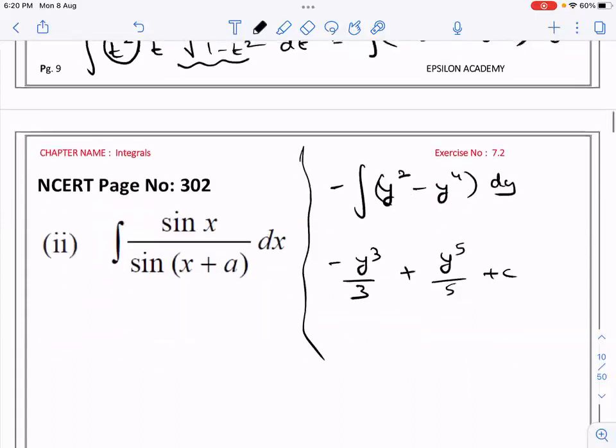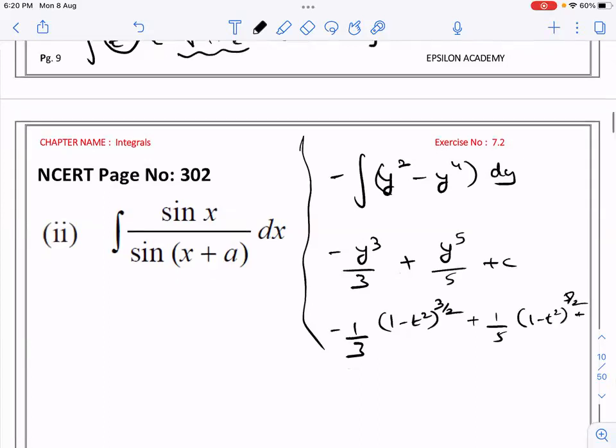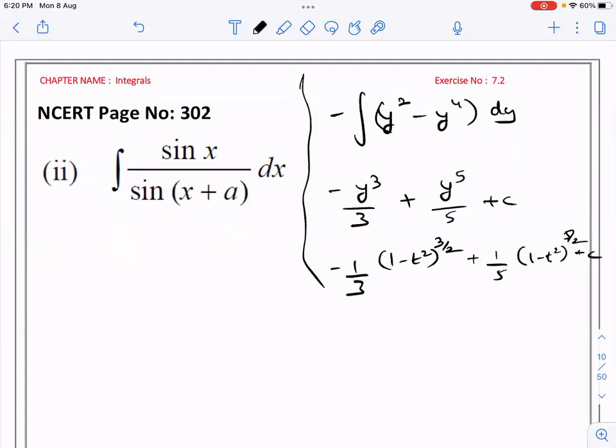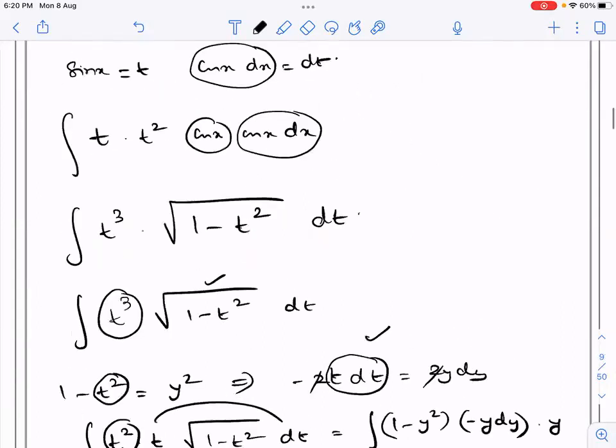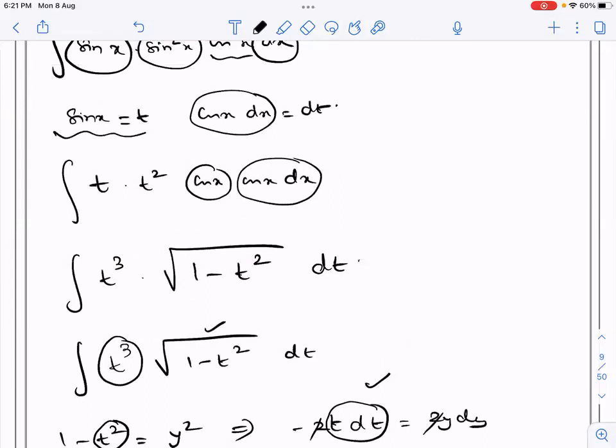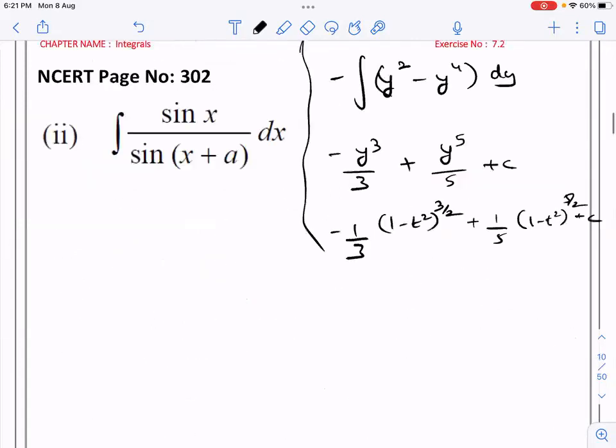But what is y? y is root of 1 minus t square. So minus 1 by 3 into 1 minus t square under a root will be 1 minus t square the whole power 3 by 2, plus 1 by 5 into 1 minus t square the whole power 5 by 2 plus c. Am I right? But what is t? t is sin x.